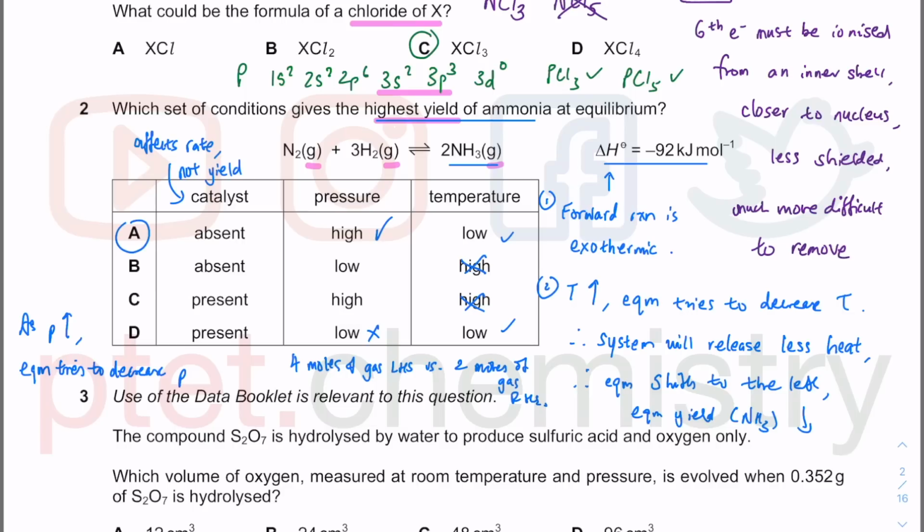As a result of it, just by looking at catalyst present or absent, it's not going to affect the yield. Whether the catalyst is absent or present, it will not affect the yield. So what we're looking at really is pressure and temperature. So that's the only one that will give you the combination that will give you the highest yield of ammonia. And people might have thought that you need the catalyst to give you the highest yield. They might have crossed out A and B and ended up with the wrong answer. So be very careful there.